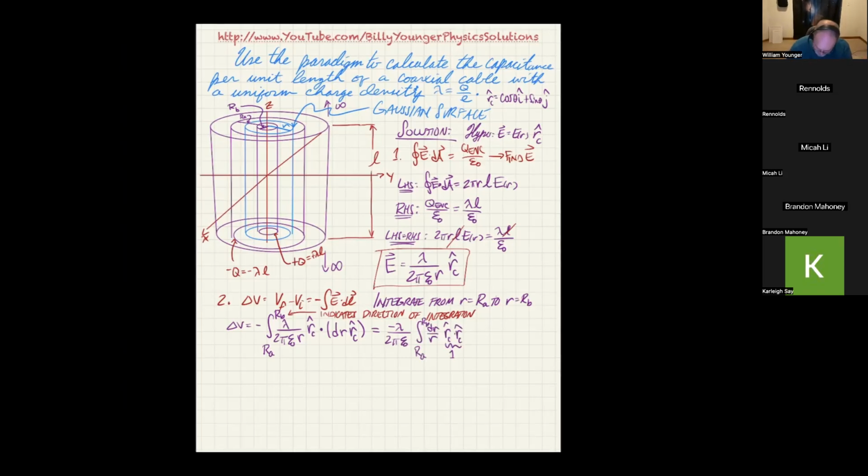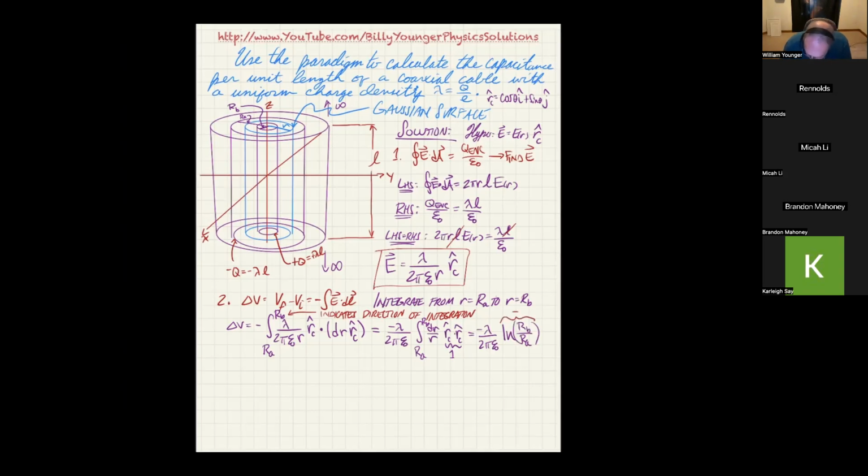Yes. Okay, and I'm saying the inside is a positive one. All right, so we've got that, and in fact, what we get is negative lambda over 2 pi epsilon naught, and then the integral of dr over r is the natural log, and that's going to be RB over RA. Now notice RB is smaller than RA, so this natural logarithm of a number smaller than 1 is going to be negative.